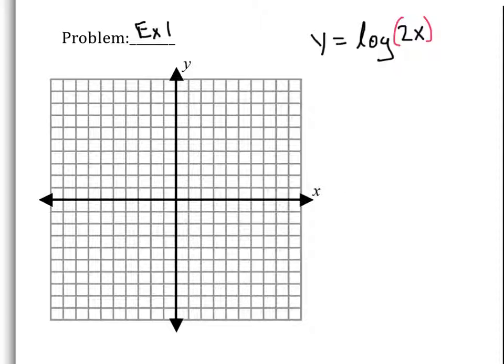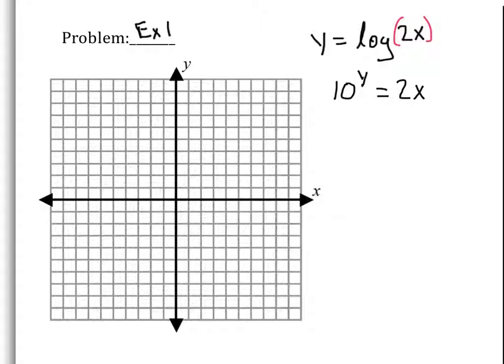All right. So just as we've done before, the first thing we need to do is rewrite it using the rule. I've got the rule over on the board to remind you of it. But remember that 2x is grouped together. So we're going to have 10 to the y power equals 2x. That's how we rewrote it in exponential form. 10 to the y power equals 2x.